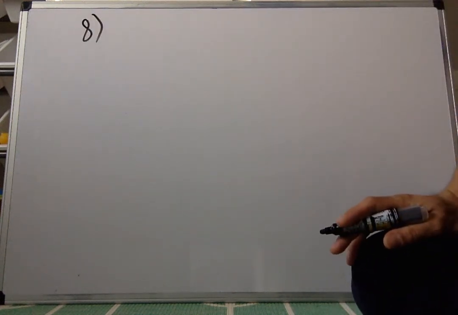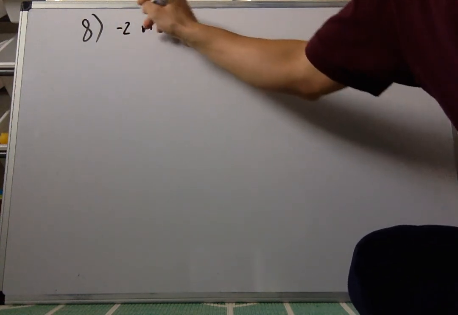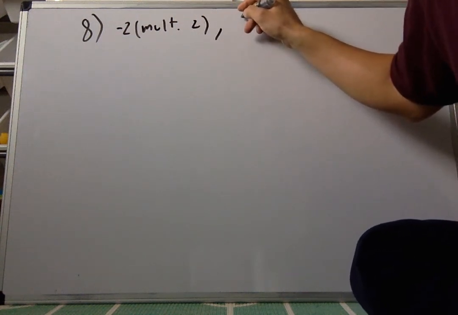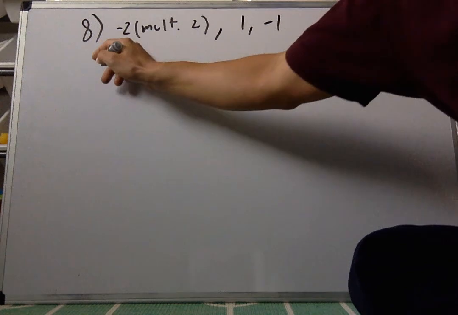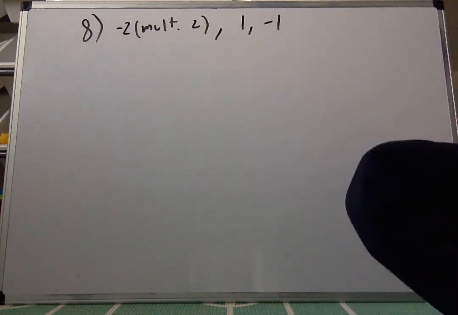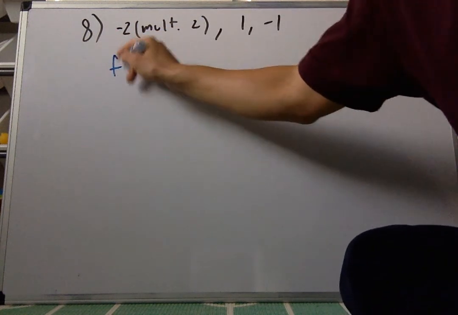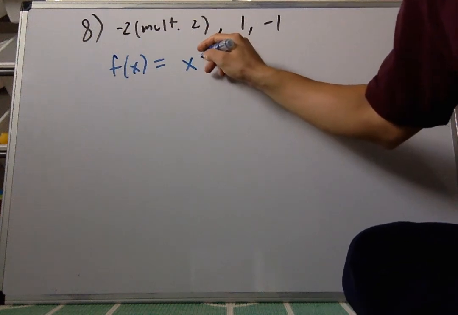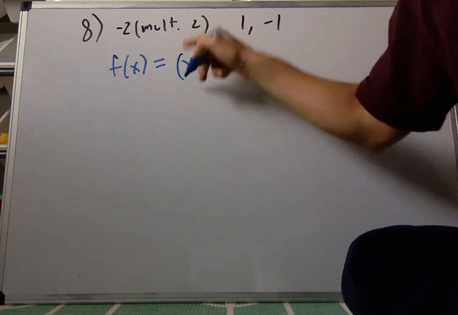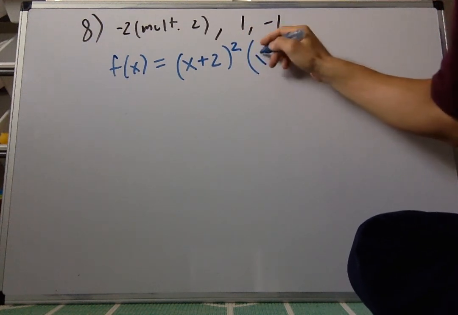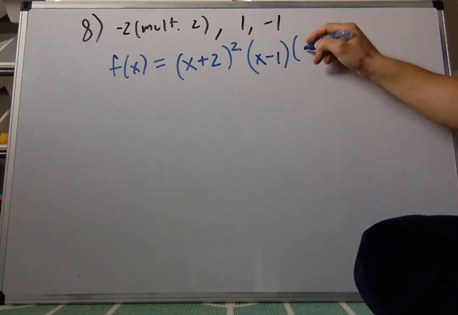Okay, find the fourth degree polynomial with zeros negative 2 multiplicity 2, and then 1 and negative 1. Okay, so the function, same thing. Oh, I'm doing my answers in blue, forgot. Same thing. It's going to be f of x is equal to just x. This time, to get negative 2 as a root, I want x plus 2, but it says multiplicity 2, so that should be squared. Then 1, that's x minus 1, and negative 1 will be x plus 1.